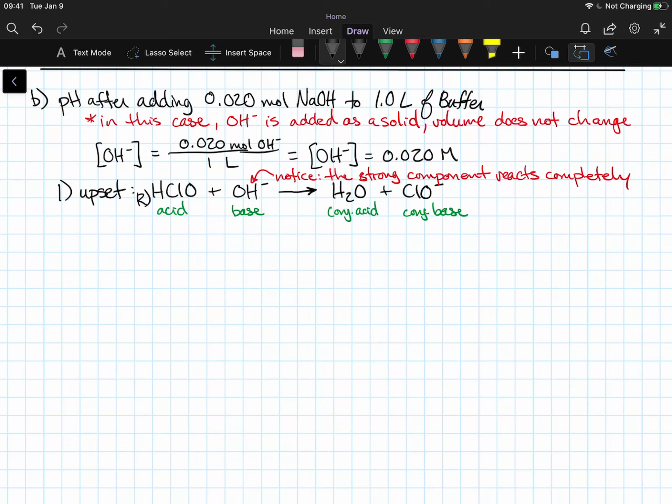So we'll set up our little RICE table here. Now this is a bit misleading because we already know the change in this case. All of our hydroxide is going to be reacting. But we keep this same flow because we're going to be using this RICE table in just a second for the reset part.